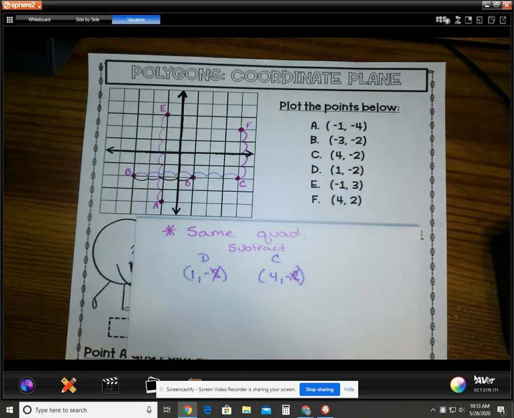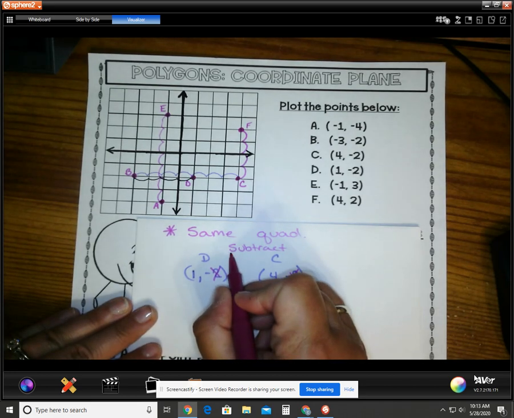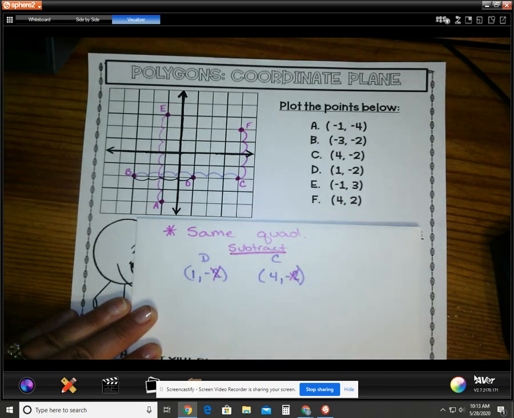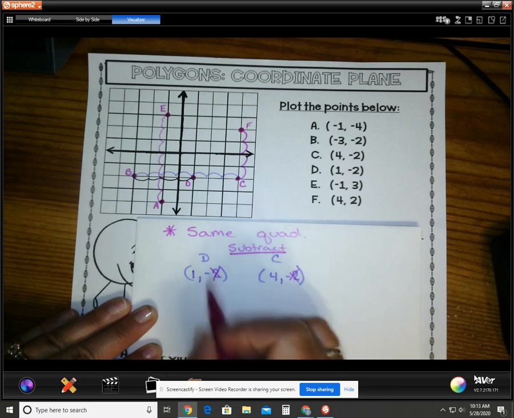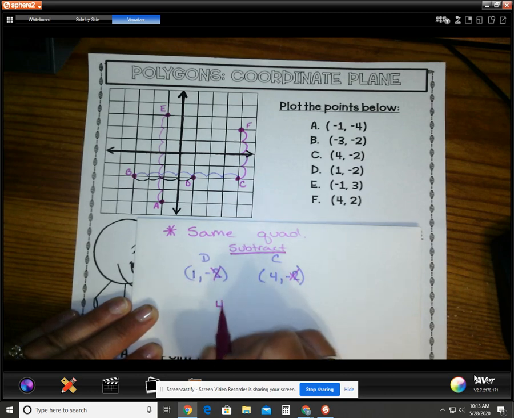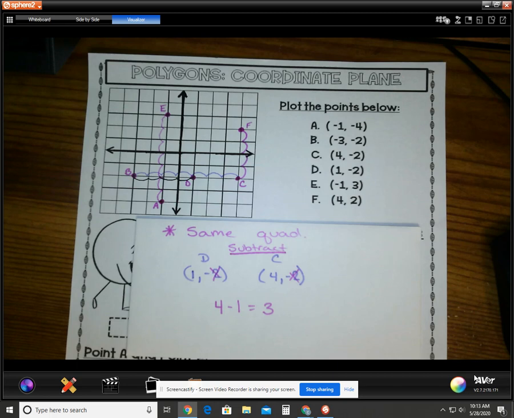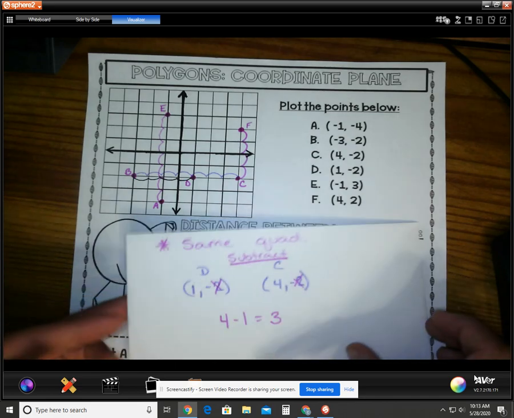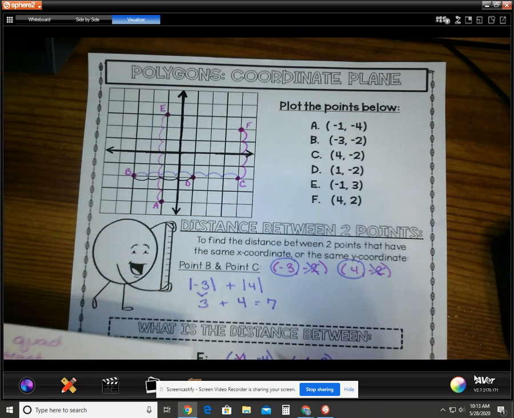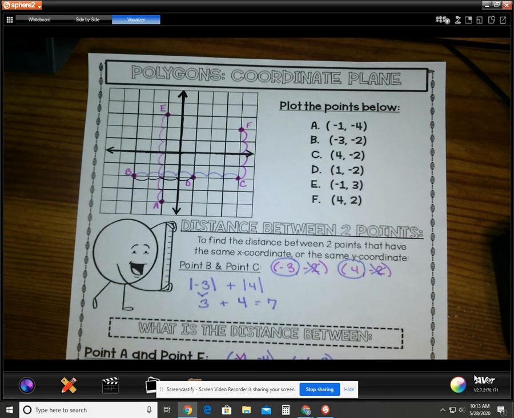So if they are in the same quadrant, we have to remember to subtract them. Take the bigger number, which in this case is 4, and subtract the smaller number, which is 1, and you get 3. And the answer is, in fact, 3. They are 3 away from each other. This is the special case that you have to be careful of. I'm going to give you this sheet so that maybe you can work along with me and have that at your side when you are solving them.